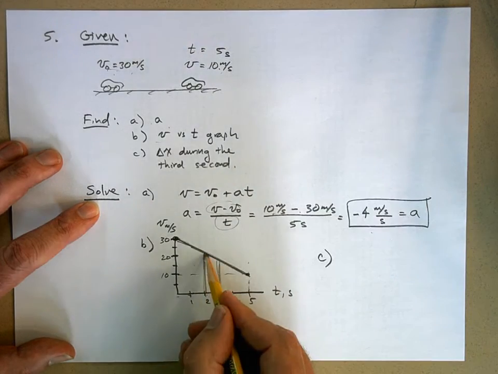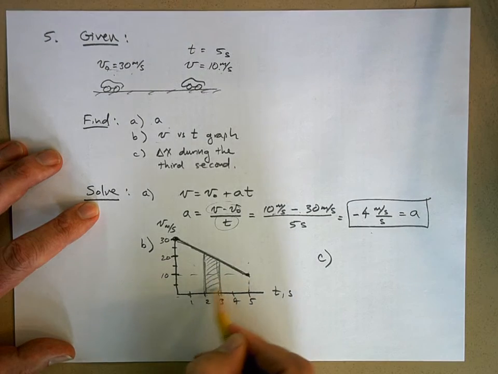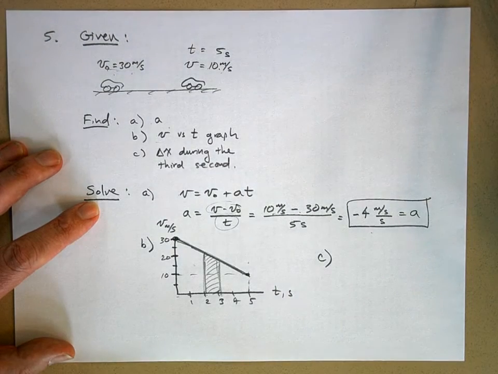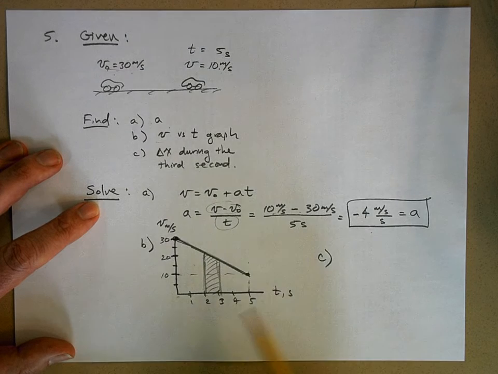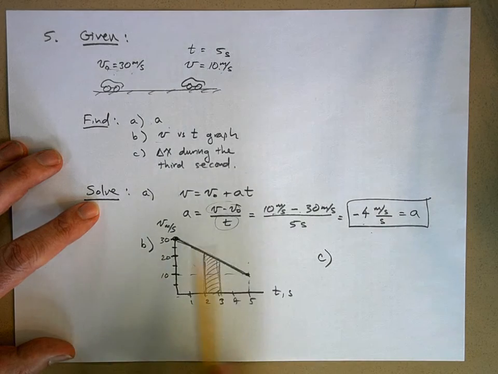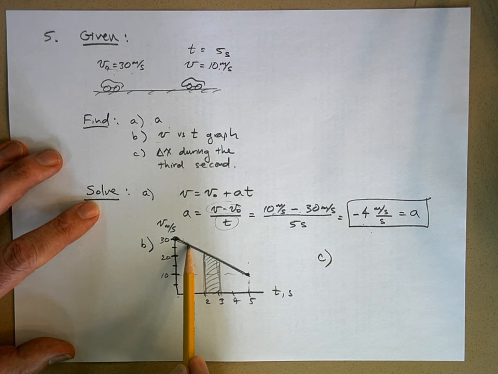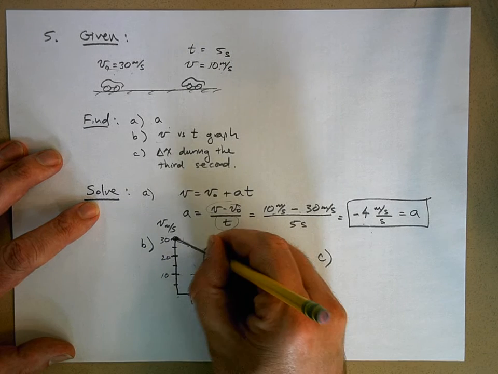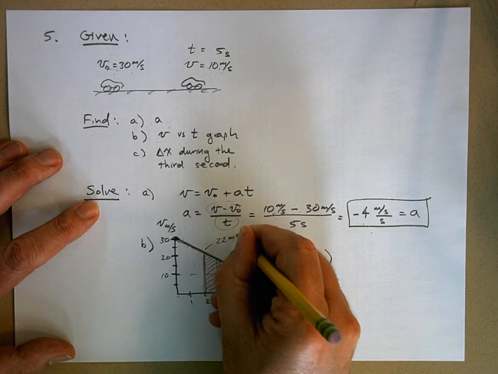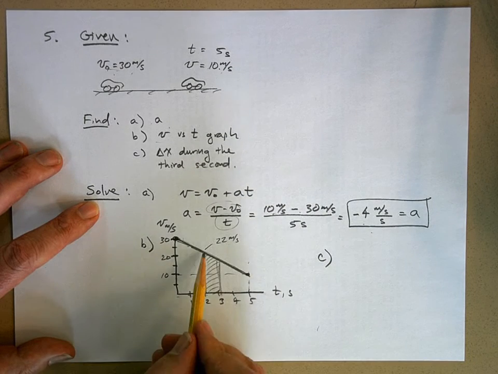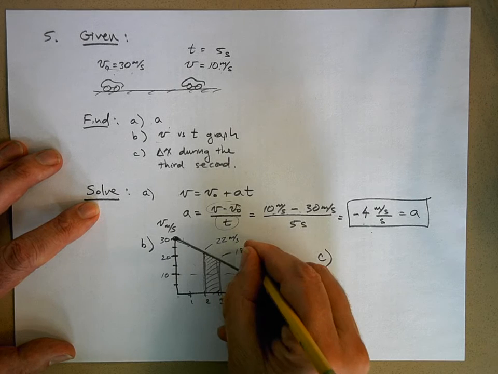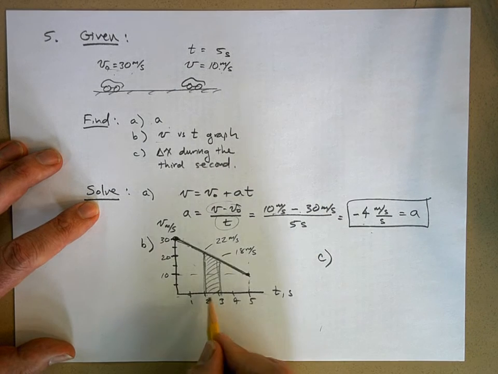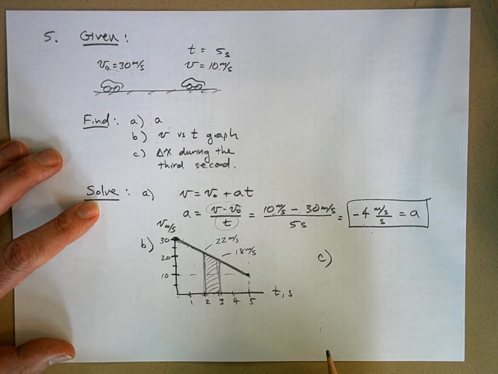I want to know what this displacement is. It's the area of that little trapezoid. Well, I'm going down by 4 meters per second. So 30 minus 4 is 26. 26 minus 4 is 22. So I know that this is 22 meters per second. And then this is going to be 4 less than that. That's 18 meters per second. And the width of this is 1 second.